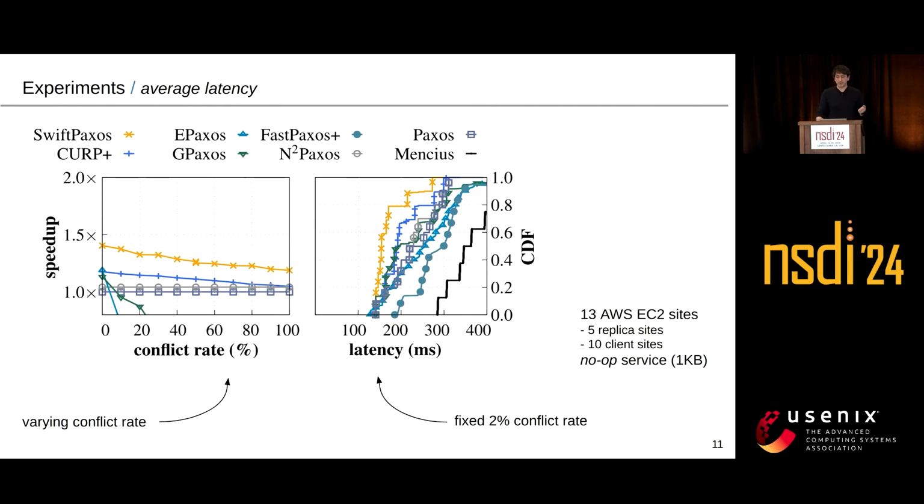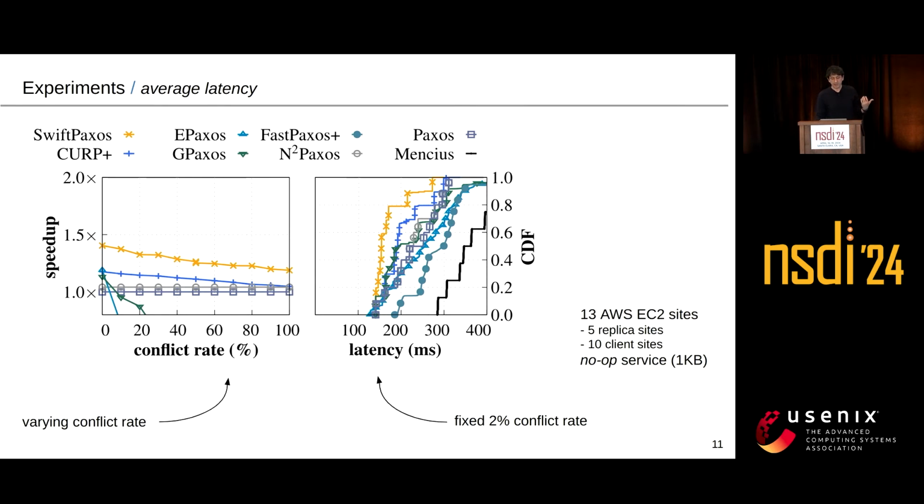So we have compared, in AWS, SwiftPaxos against 7 other competitors. There are 13 AWS sites. 5 of them are replica sites and 10 are client sites. We are using an OP service and commands are carrying a 1 kilobyte payload.